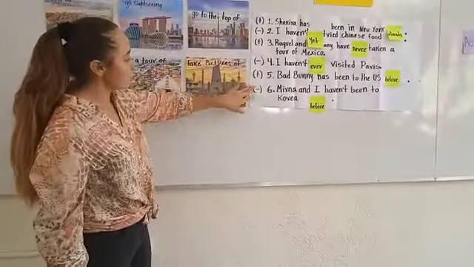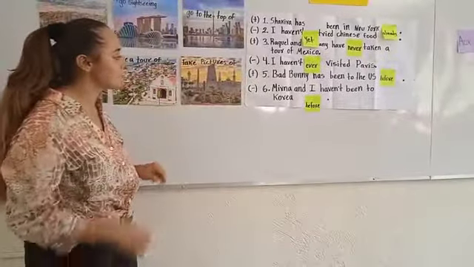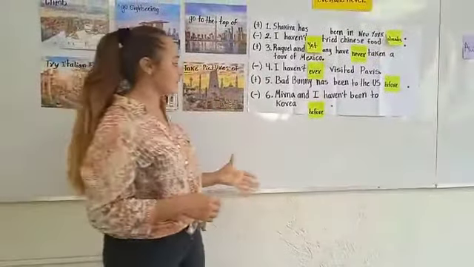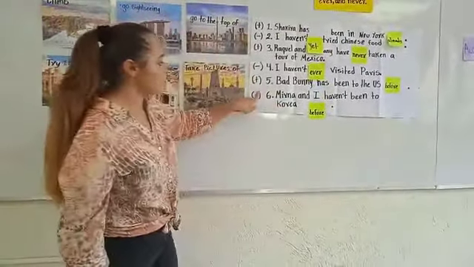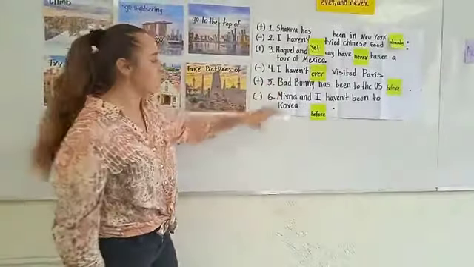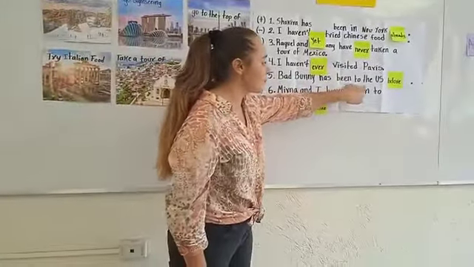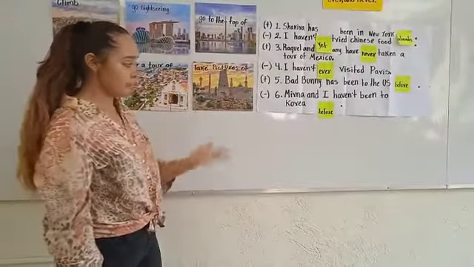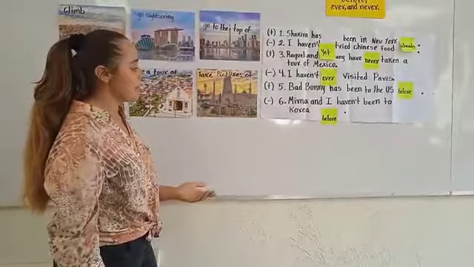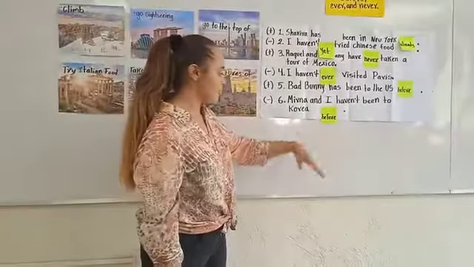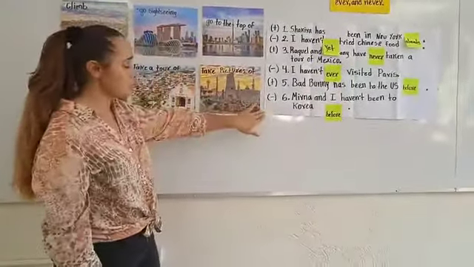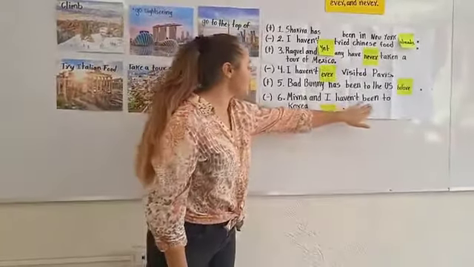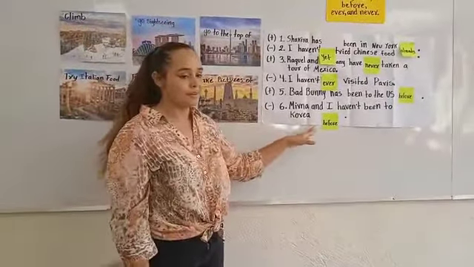And number 5 is using before. Before is used at the end of the sentence. In this case it is an affirmative sentence: Bad Bunny has been to the US before. And for the negative form, before is used at the end of the sentence too. Example: Mirna and I haven't been to Korea before.